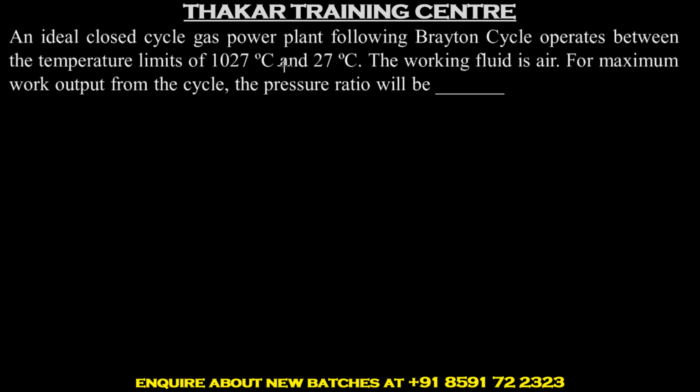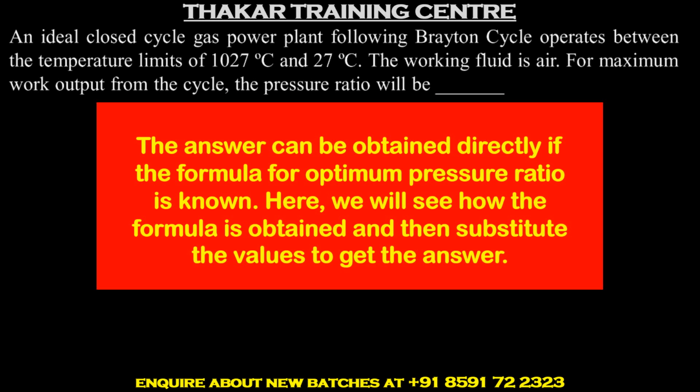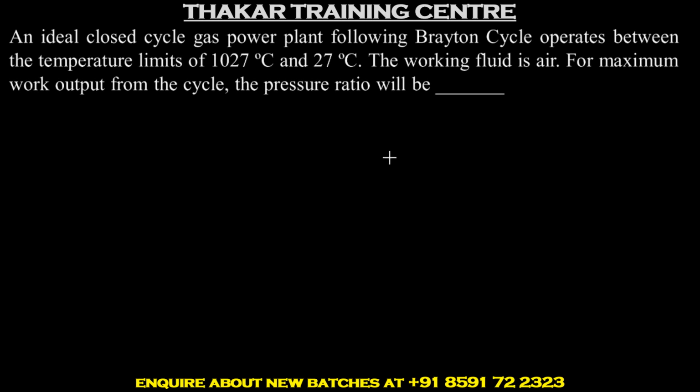An ideal closed cycle gas power plant following Brayton cycle operates between the temperature limits of 1027 degrees centigrade and 27 degrees centigrade. The working fluid is air. For maximum work output from the cycle, the pressure ratio will be. So first we'll draw the TS diagram for this question.